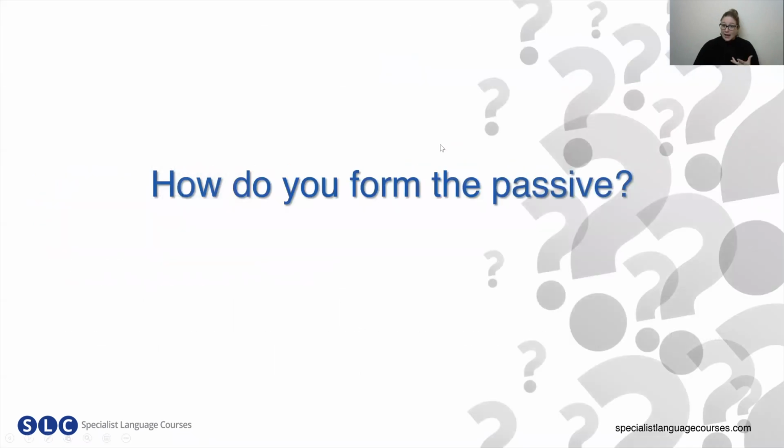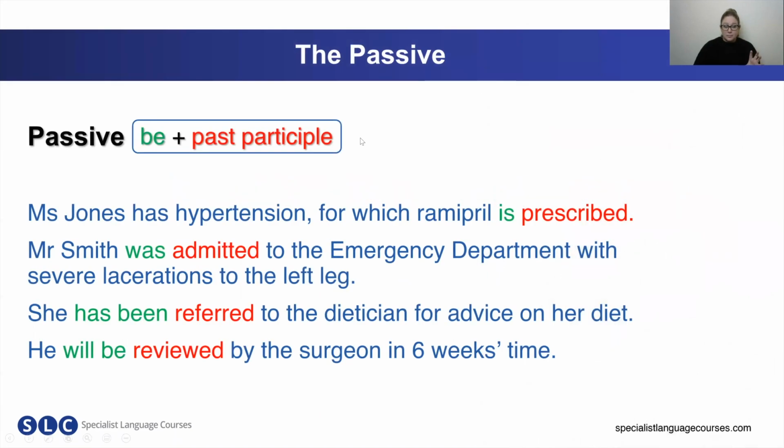So, how do you form the passive? The passive is simply formed using the verb to be and the past participle. Okay, and it's always the same. So we always use the verb to be, but if we want to perhaps put it in the past or the future, we change the verb to be. Here you've got a few examples of different tenses.